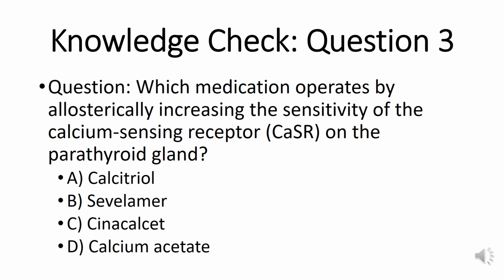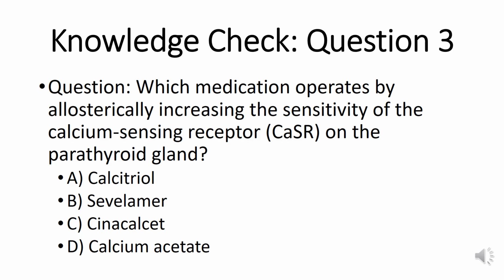Now let's review the other options. Calcitriol is the active form of vitamin D. It suppresses parathyroid hormone synthesis by acting on vitamin D receptors within the parathyroid gland. However, it does not increase calcium sensing receptor sensitivity. Sevelamer is a phosphate binder. It works inside the gastrointestinal tract and prevents dietary phosphate absorption. Its mechanism is unrelated to the calcium sensing receptor.